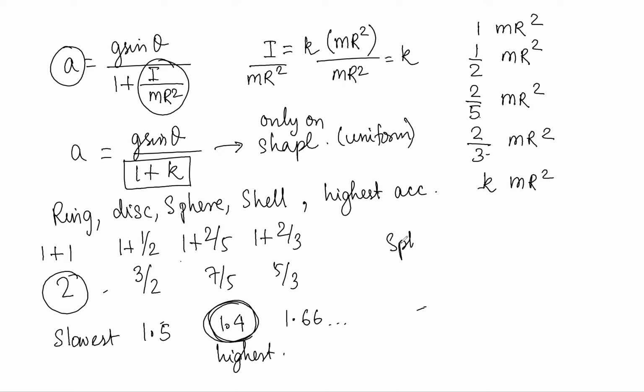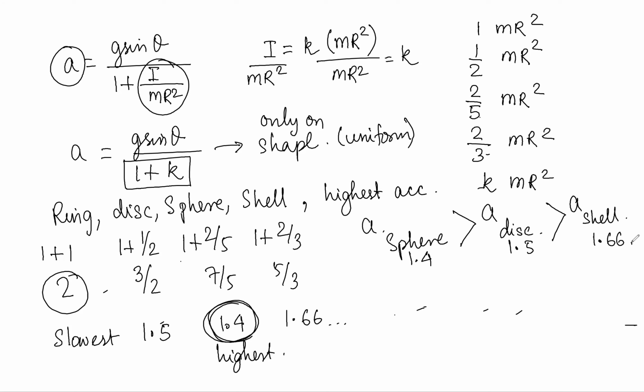So first of all, you will have the sphere, the highest acceleration. Then next to that, you will have your disk, so the acceleration of the disk is next highest. Then you have 5 by 3, which is 1.66, the shell. So the next thing is the acceleration of the shell. The value for the sphere is 1.4, for the disk 1.5, for the shell 1.66, 1.7. And then finally, you will have the acceleration of a ring. So the ring is going to be the slowest to roll down, and the sphere is going to be the fastest to roll down from an inclined plane.